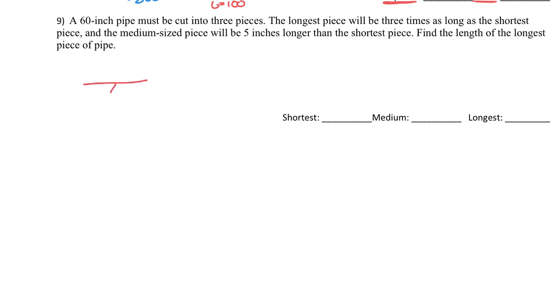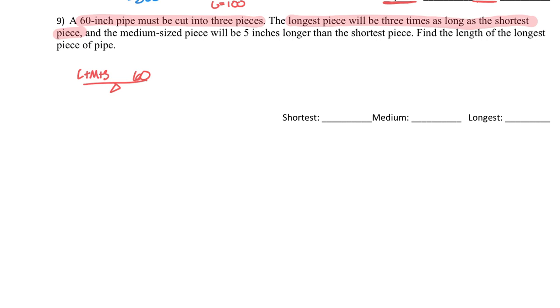So one scale, and I'm going to cut down on all the pictures I draw just to make it easier here. So on one scale, we know that the large plus the medium plus the small has to balance with the 60-inch pipe, because that's where they're coming from. All right? And that's from this piece of information right here. A 60-inch pipe must be cut in 3 pieces. Now, this, the longest piece will be 3 times as long as the shortest piece. That's another key piece of information.